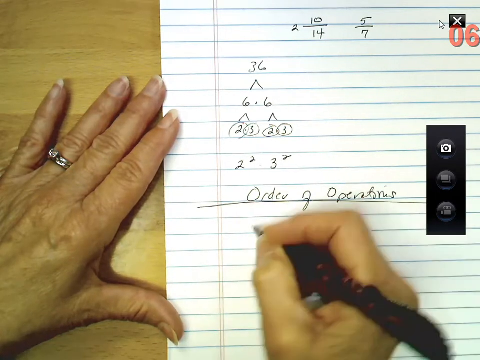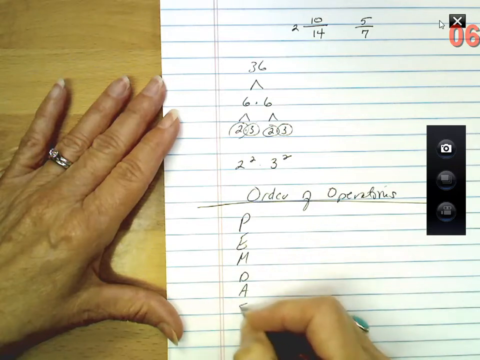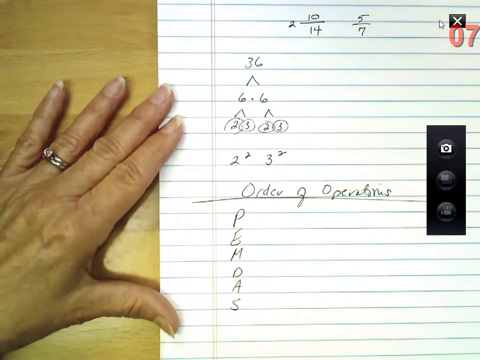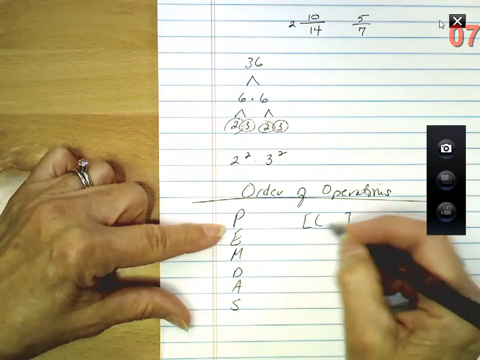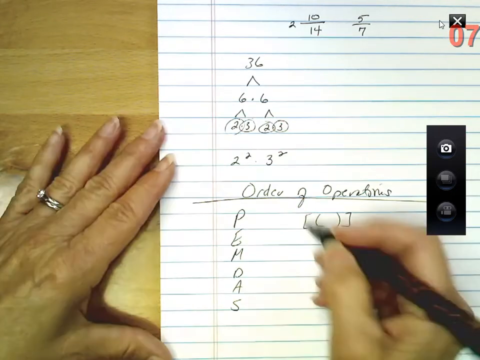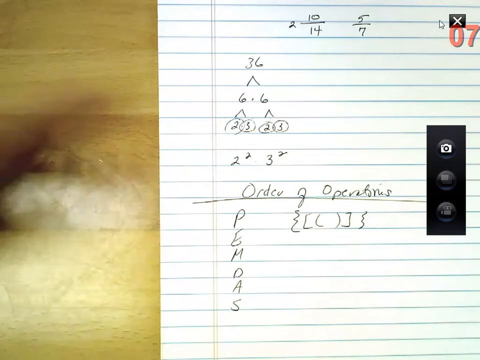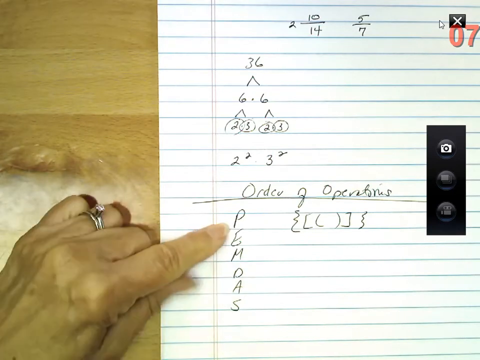And we said to use "please excuse my dear Aunt Sally" to help us remember what to do first. P stands for parentheses, or do whatever the innermost grouping symbol is first. You can even have braces outside of that, but you do whatever is inside first. So that's P for parentheses.